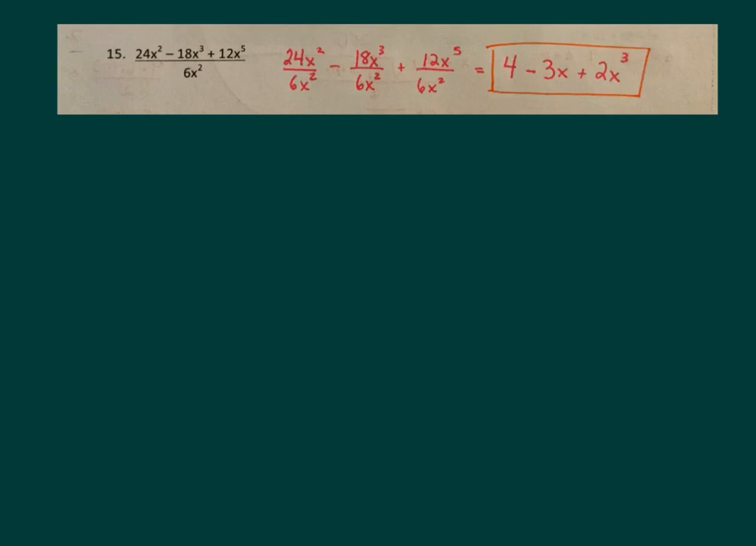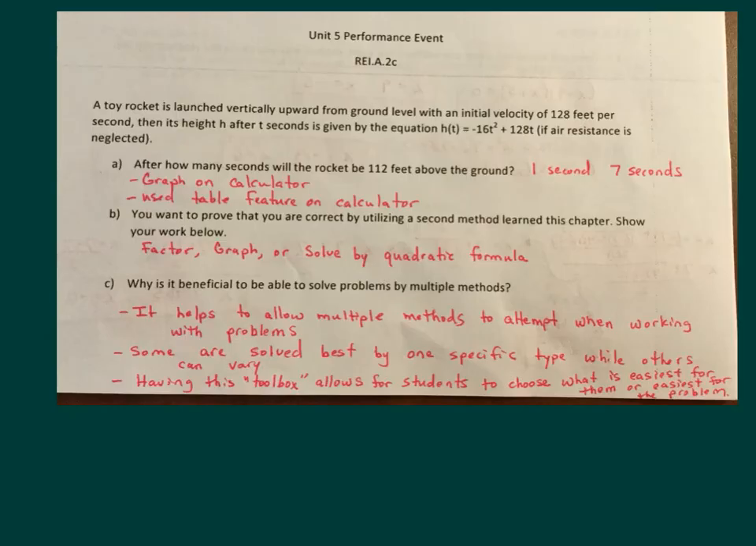The x cubed over x squared is remainder of x. 12 over 6 is 2. X to the 5th over x squared is x cubed. So it's in the opposite order of our standard form, but that's fine, and that would be the final answer for this problem. All right, Unit 5 performance events.